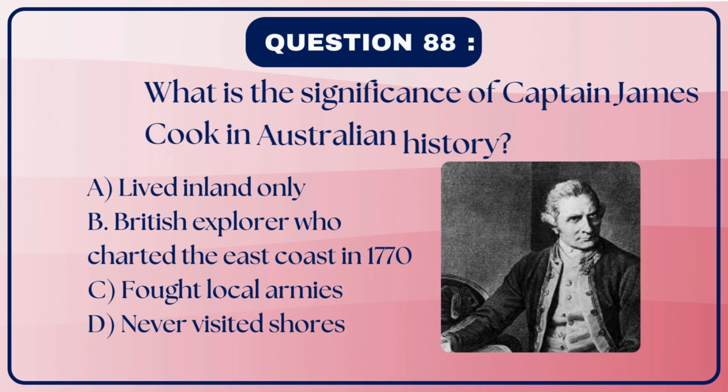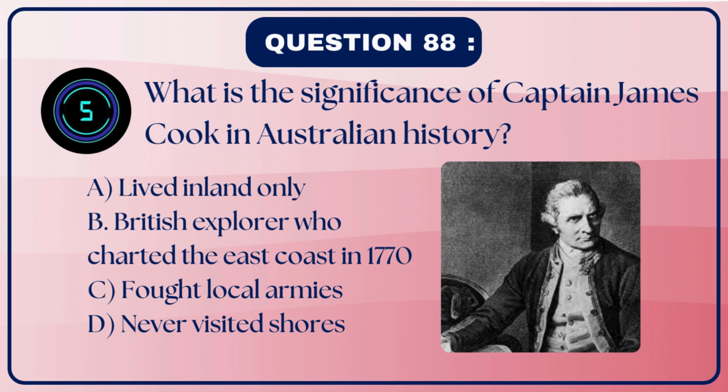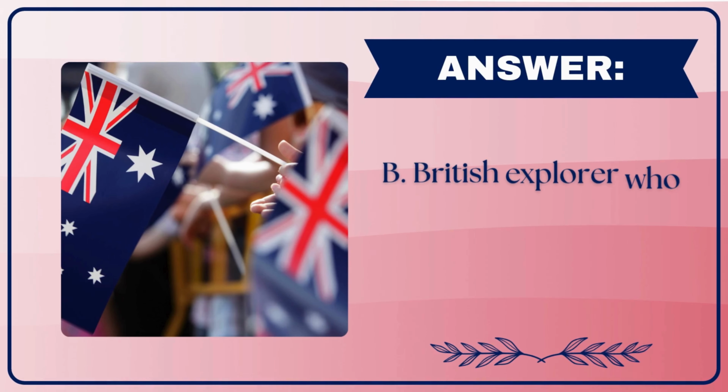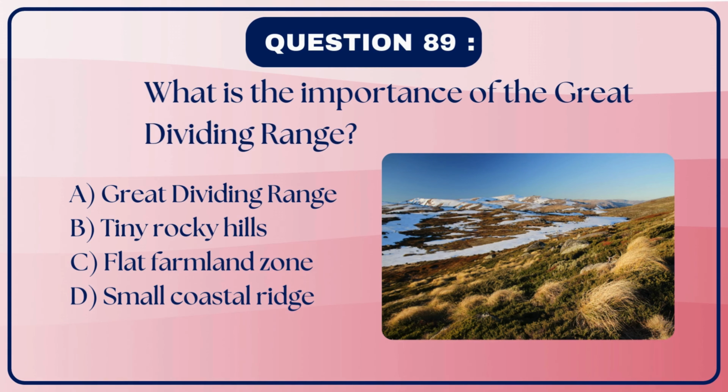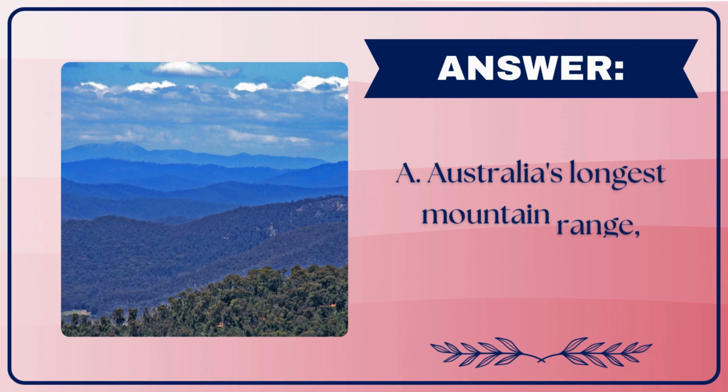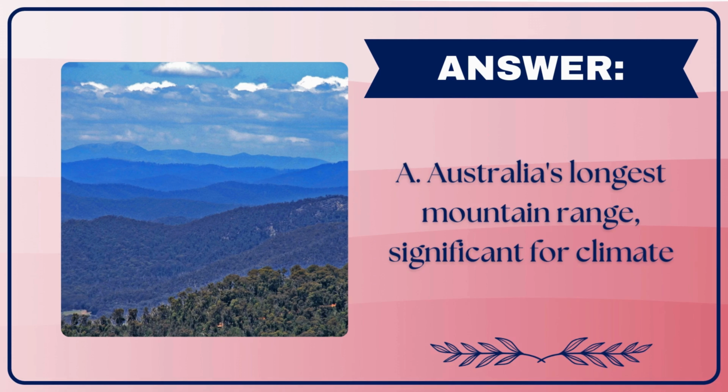What is the significance of Captain James Cook in Australian history? British explorer who charted the east coast of Australia in 1770. What is the importance of the Great Dividing Range? Australia's longest mountain range, significant for climate and ecosystems.